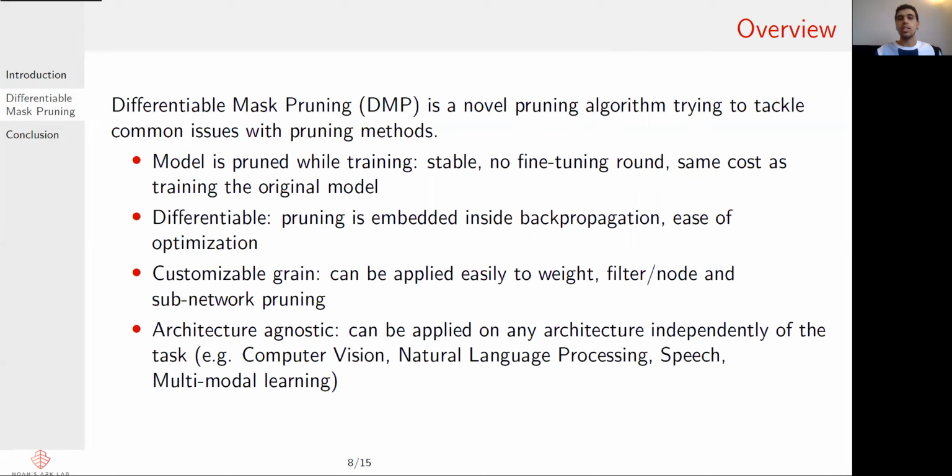Therefore, it's architecture agnostic because we don't require the presence of a batch norm layer, for instance, inside the network. We can use it for any kind of architecture, any kind of task, such as computer vision, natural language processing, speech, or multimodal learning, which was one of the main motivations of this work.